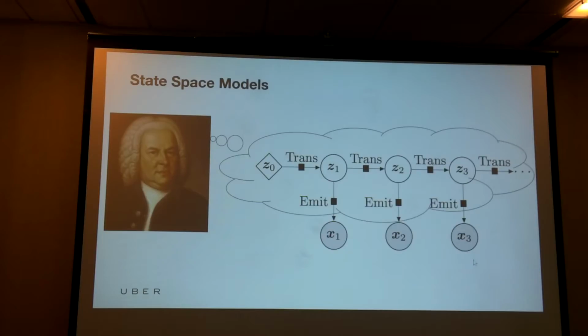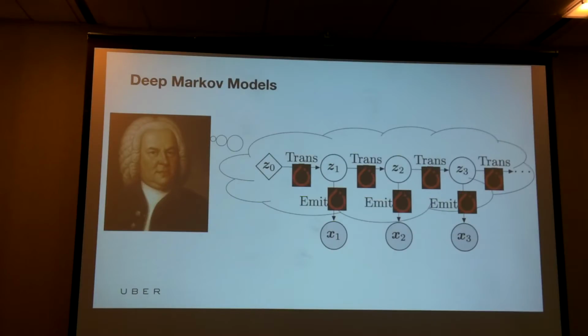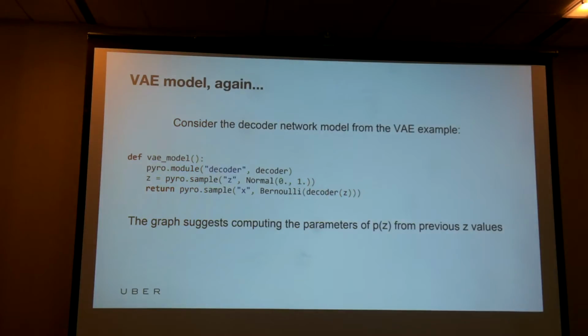In statistics and other fields, this kind of model, where a sequence of latent variables generates conditionally independent observations, is called a state space model. We're going to build a deep version of that, which we're going to call a deep Markov model. We're going to replace each of these little transitions with a black box neural network, just as we have in the VAE. So let's again consider the decoder network model from the VAE example, this super simple black box deep generative model.